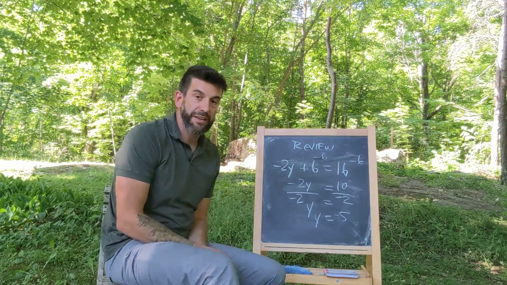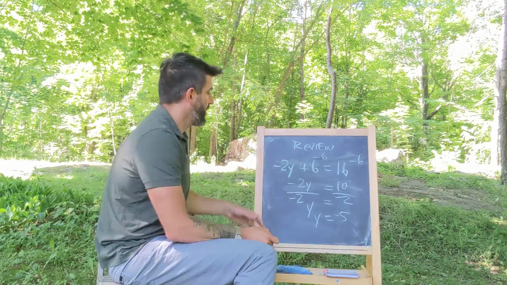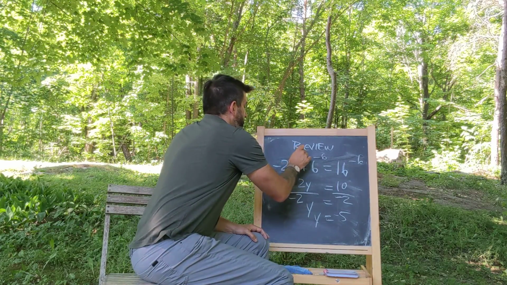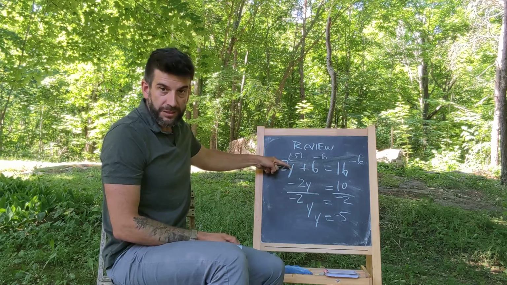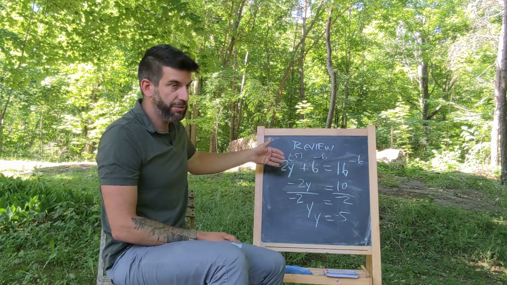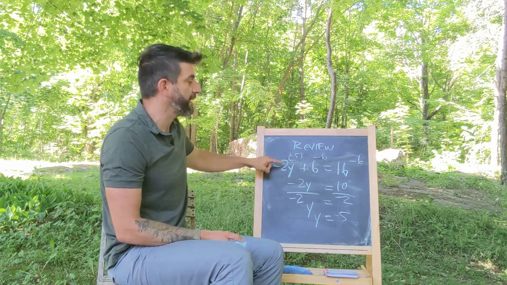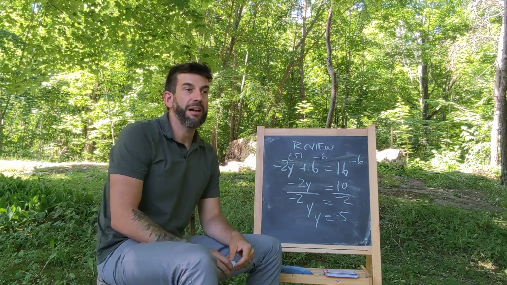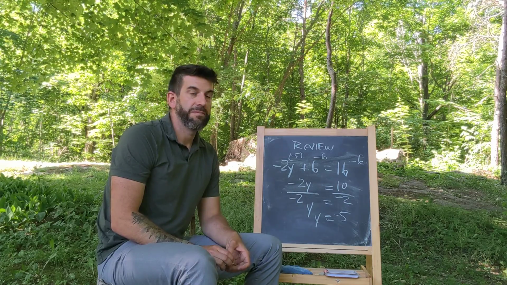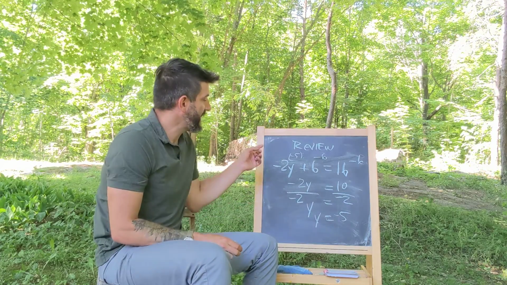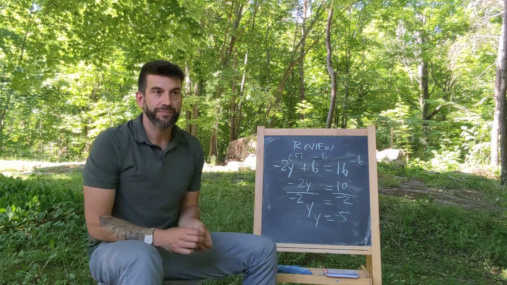Y equals negative 5. Let's test it. So negative 2 times negative 5. Remember that leading coefficient, 2y, is the same as saying 2 times y. So it's saying negative 2 times y. The value is negative 5. So what's negative 2 times negative 5? Negative times negative equals positive, right? So that gives us 10. 10 plus 6 is equal to 16. So we know we're right.